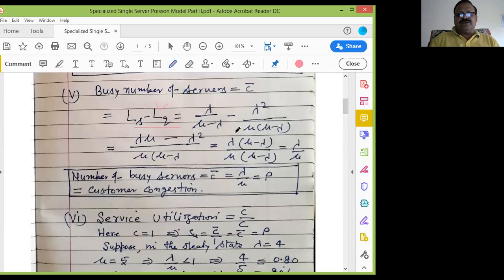This part is Ls, this part is Lq, and ultimately after making the simplification, we get this. Look here, lambda upon mu. So the number of busy servers is what? C bar is equal to lambda upon mu, which is equal to rho. This is known as customer congestion. It is also known as the load factor.